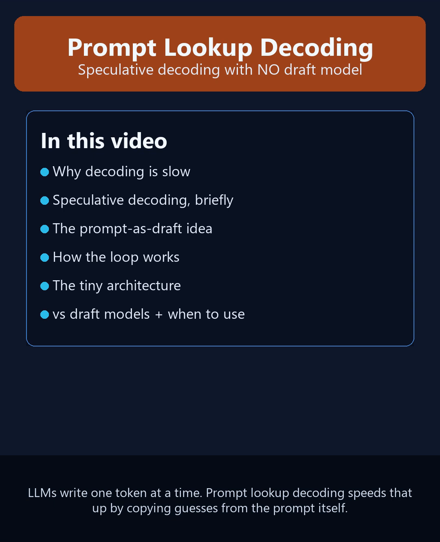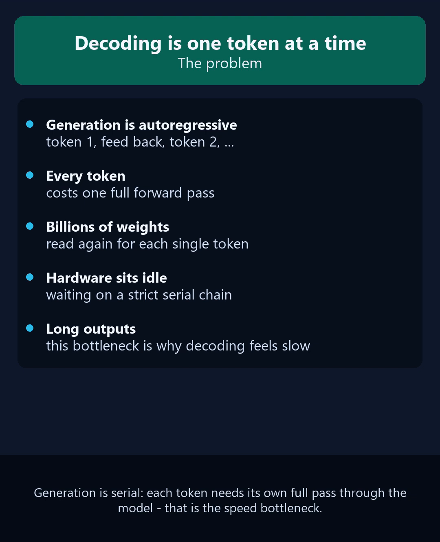In this video: the problem, the idea, how it works, the architecture, how it compares, the numbers, and when to use it. Start with the pain. Generation is autoregressive. The model produces token 1, feeds it back in, produces token 2, and so on. Every single token costs one full forward pass through the whole model. The hardware could do much more work in parallel, but it sits waiting on the strict one-at-a-time chain. For long outputs, that sequential bottleneck is the main reason decoding feels slow.